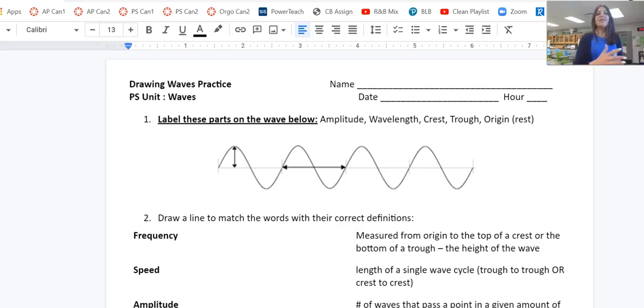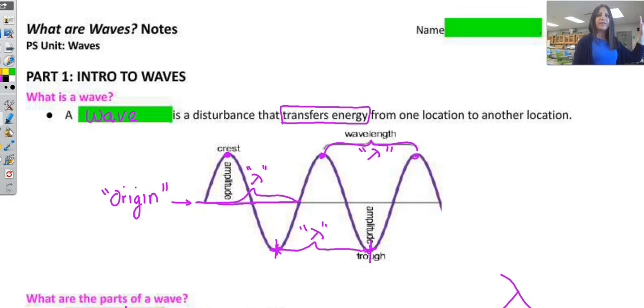Just wanted to do a quick little tutorial on how to go through this worksheet here. Okay, so number one, pretty easy. All you have to do is label the parts on the wave. So where's the amplitude, where's the wavelength, where's the crest, where's the trough, what is origin. Take a look back at the notes that we did. Then you can see where everything is labeled. So the crest and the trough and the amplitude and origin.